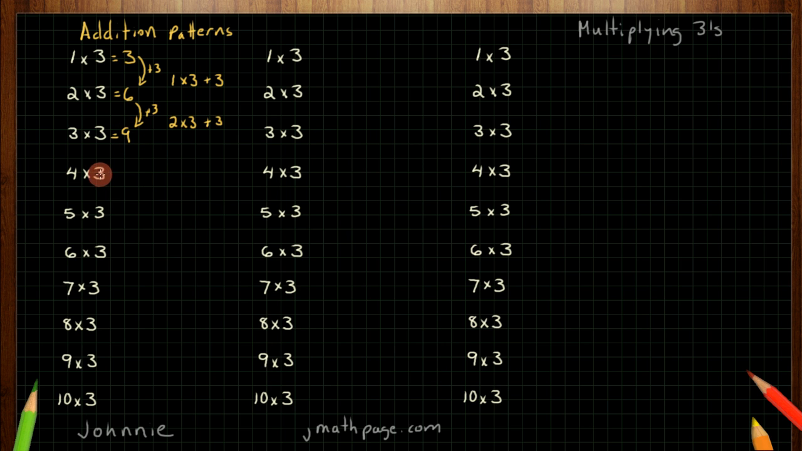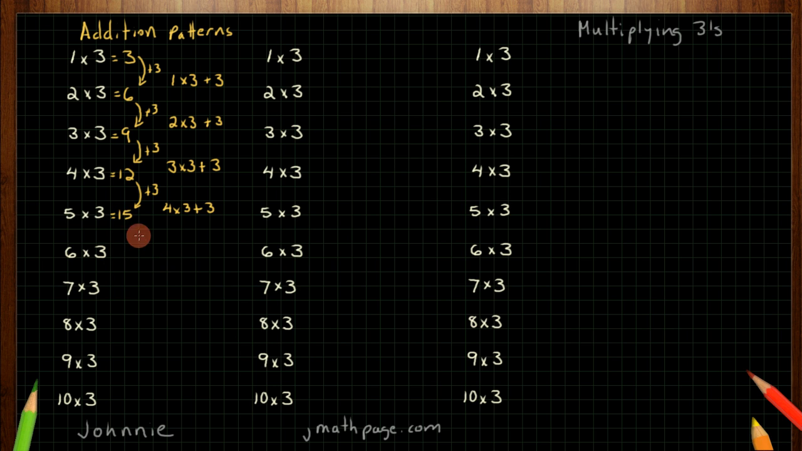4 times 3 is 1 more 3 than 3 times 3, right? So we can say that 4 times 3 is the same thing as 3 times 3 plus 1 more 3. So here's our 3 times 3 equals 9. Let's go ahead and add 1 more 3. 9 plus 3 will give us 12. 5 times 3 is the same as 4 times 3 plus 1 more 3. 4 times 3 plus 3, right? Because it's 1 more 3. Well, we can add that 3. 12 plus 3 equals 15.